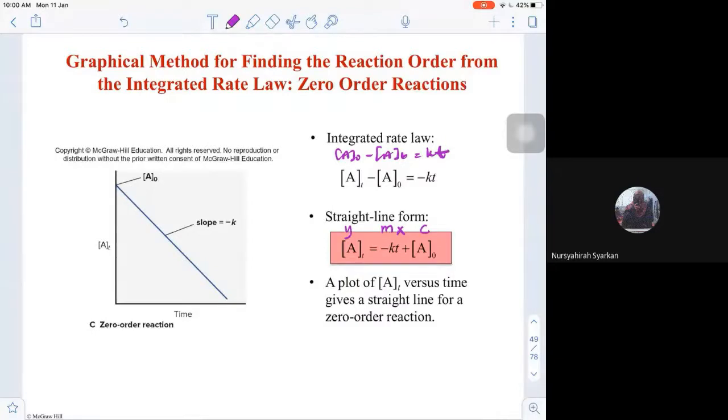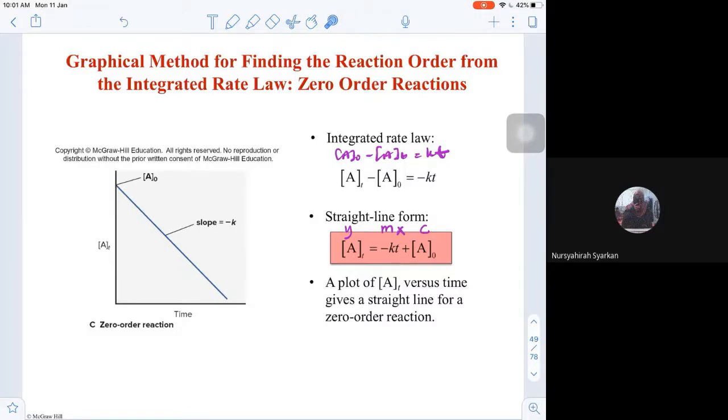So if we want to get the linear graph for the zero order reaction, we just need to plot a graph of the concentration versus time. The graph of the concentration versus time for the zero order reaction will give this linear graph with the negative gradient. So this is how we determine the order of the reaction by using the graphical method, by plotting a graph and observing which one produces a linear graph: concentration versus time, or ln concentration, or 1 over concentration versus time.